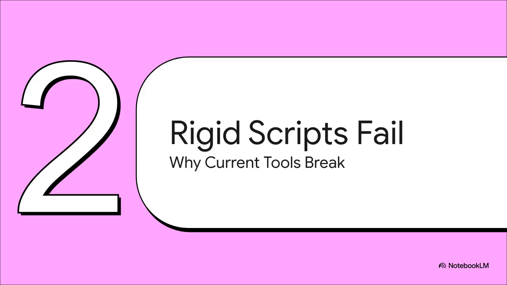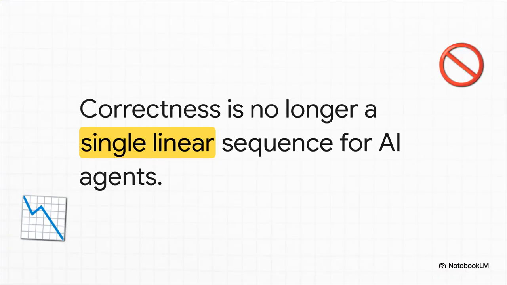Moving on to Section 2, why rigid scripts fail, why our current tools break. Whether you're using record and replay tools, visual regression testing that just compares isolated screenshots, or even manual assertion-based testing, they all break down for the exact same reason. They assume a perfectly stable, linear path for a system that is intentionally designed to not be deterministic. And look, even trying to use machine learning oracles to fix this fails because those are basically black boxes. They need thousands of training examples and give you zero explainability when they flag an error. The reality is, correctness is just no longer a single, repeatable, linear sequence.